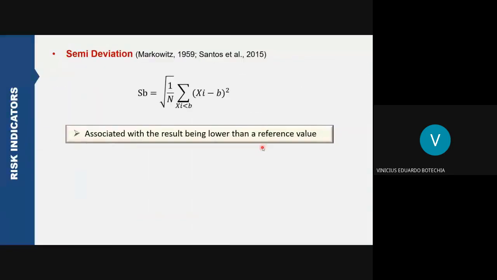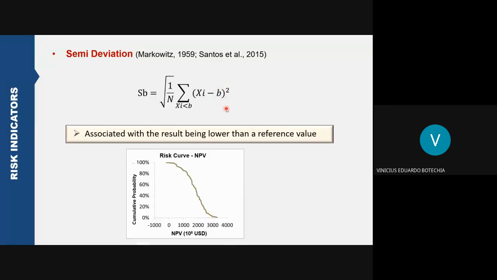So another indicator that comes from Markowitz from a long time ago, and that Susanna started using in our group, is the semideviation, the square root of the semivariance. The difference between the semideviation and the standard deviation is that the semideviation is related to the result being lower than a reference value, represented by this letter B here. So the calculation is similar to the standard deviation, but is related to a reference value. For instance, you have a reference value in this black bar here.